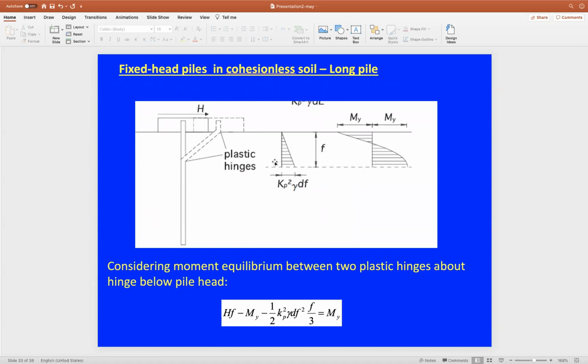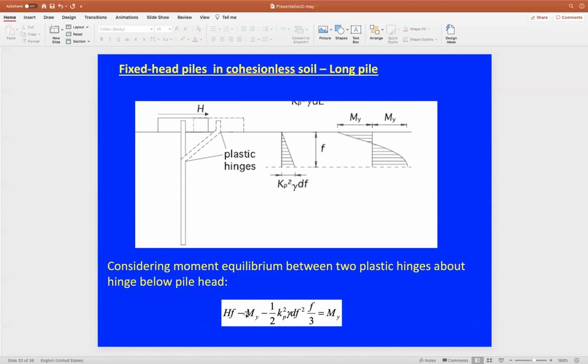If we take the moments on the system at this point, for example, we're going to have the moment of H about this point, which will be H multiplied by F, and that's minus My. That's minus the moment of the distributed forces here, and the equivalent of this distributed force from this small triangle will be acting at 1/3 of the right triangle, which is 1/3 of the value of F, and that's calculated here, and that will be equivalent to the My here on the other side.